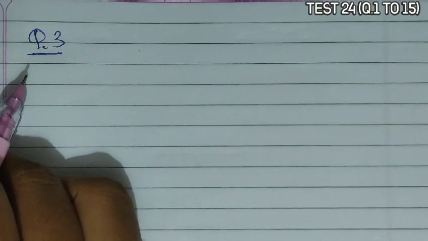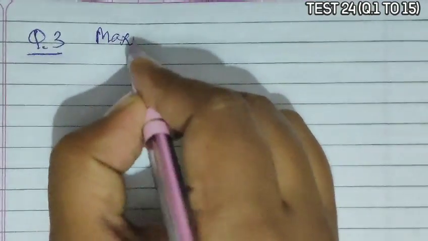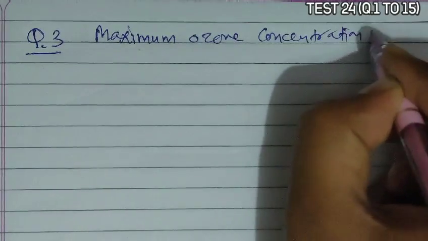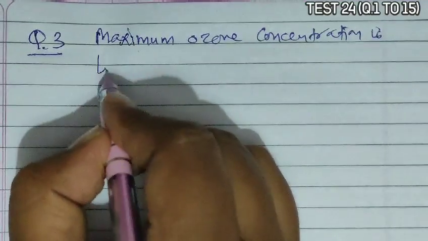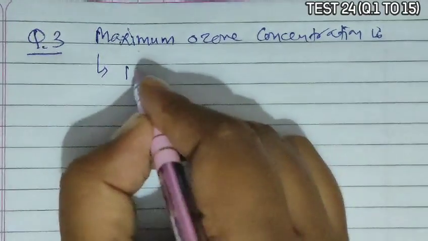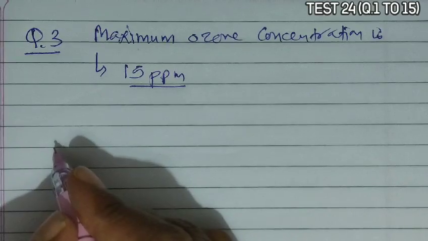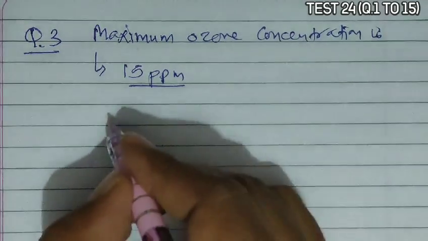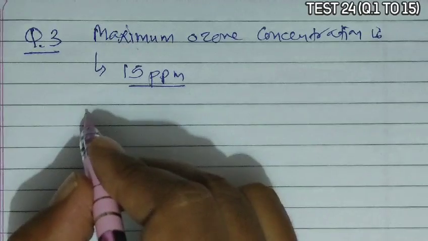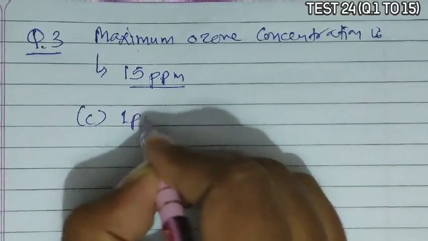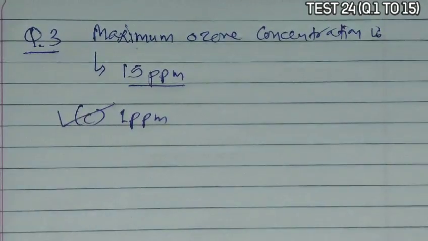Question 3. Question 3 asks that maximum ozone concentration is. Now according to the recent data, maximum ozone concentration is 15 parts per million. Now according to the options, there is no data with 15 parts per million, but the concentration is in parts per million, so option C becomes the correct answer, that is 1 part per million, so C is the correct answer.